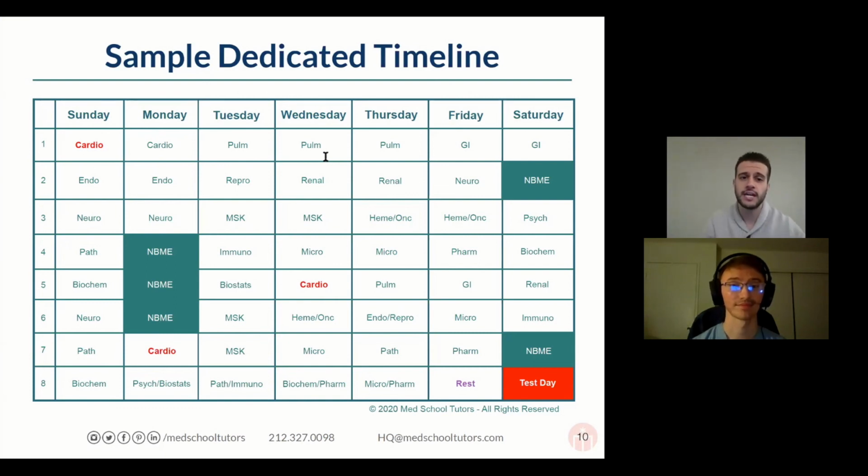And so, leverage that to your advantage and utilize it. I think it's a common pitfall that many people fall into. And then the one other thing I'll mention is just the timing of that last NBME. I really am a big advocate of not testing too close to test day.